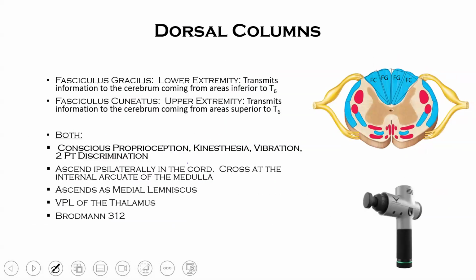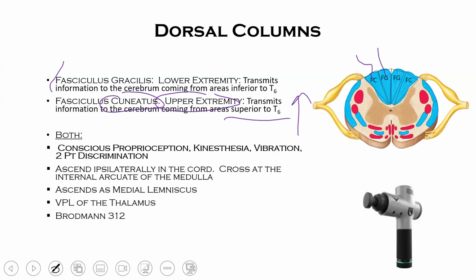Dorsal columns, that's the fasciculus cuneatus and the fasciculus gracilis over here. So what are we doing? Fasciculus gracilis is all about the lower extremity. It transmits information to your cerebrum coming from areas below T6. Fasciculus cuneatus is all about your upper extremities, or areas superior to T6.